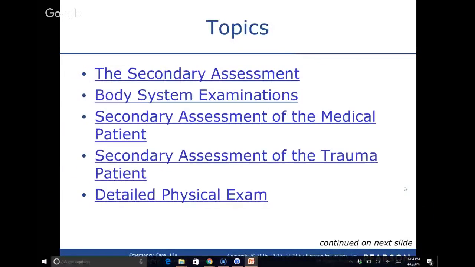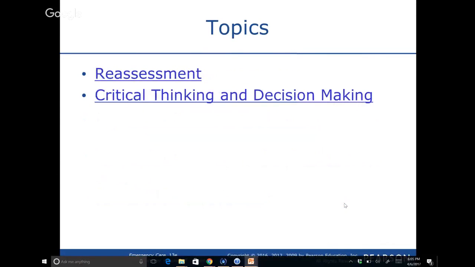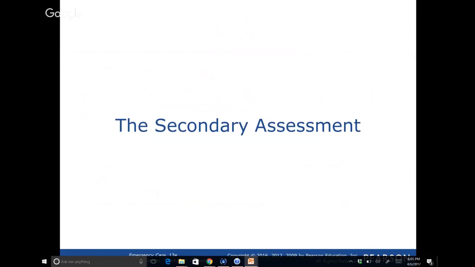Topics are the secondary assessment, body system examination, secondary assessment of the medical patient, secondary assessment of the trauma patient, and detailed physical exam. Your medical patients are going to be your more difficult patients, or they can be. It's the patients that you might not be able to figure out up front. Trauma's pretty easy. They're broken bones or bleeding. We know what happened usually on a trauma patient. Sometimes we have to figure out how bad it is, but we typically know what happened. Then reassessment and critical thinking and decision making.